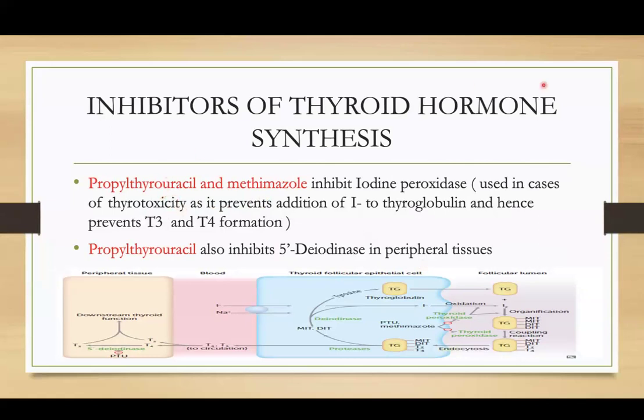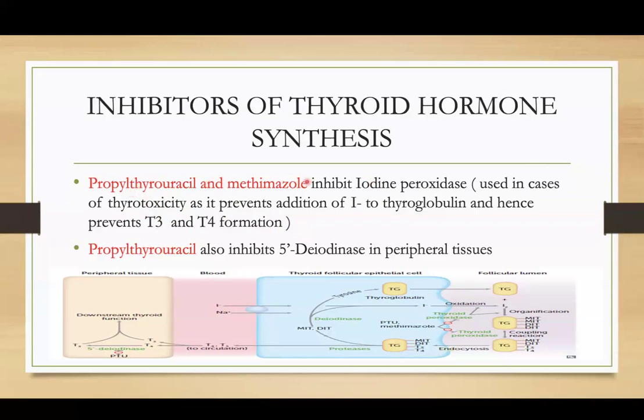Now we have inhibitors of the synthesis. So what if we want to stop this? There are two drugs, propylthiouracil and methimazole. They both inhibit iodine peroxidase, and these drugs are used in cases of thyrotoxicity. Thyrotoxicity is when we have too much thyroid hormone, and we don't want extra because it has obviously harmful effects on the body. So we want to stop this synthesis and formation of T3 and T4. We'll use these drugs.